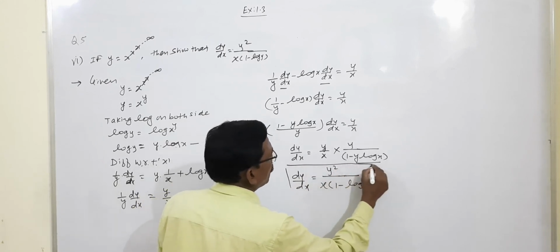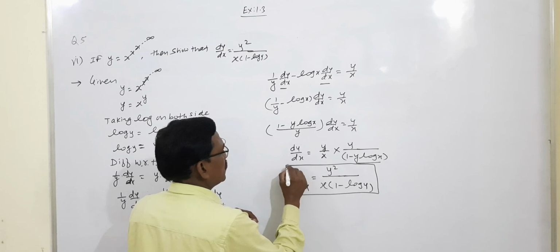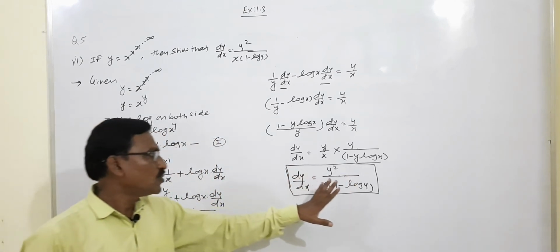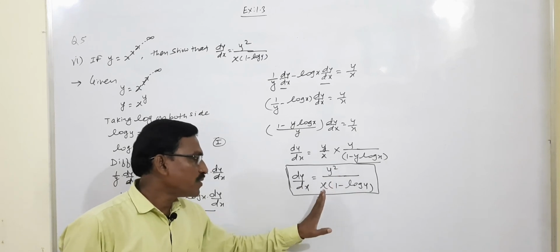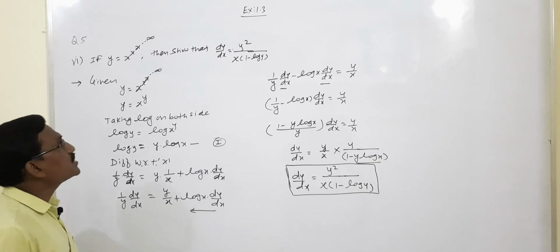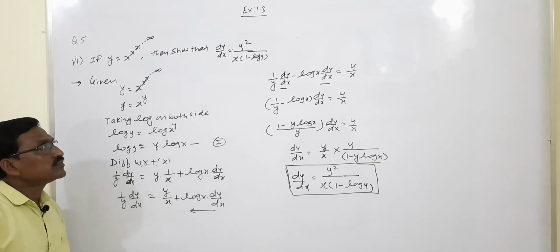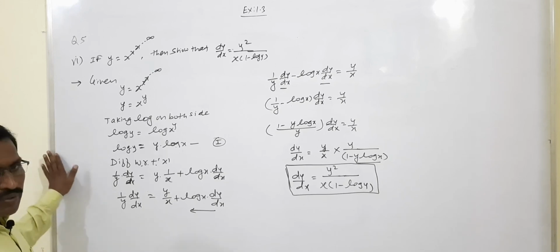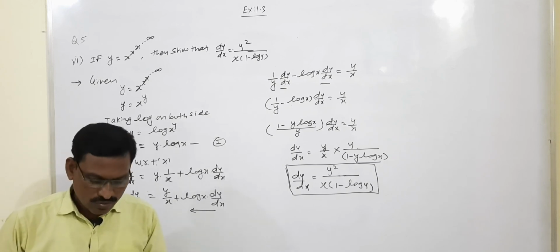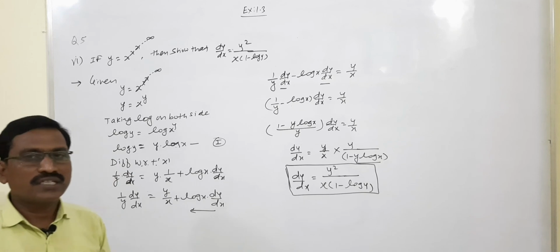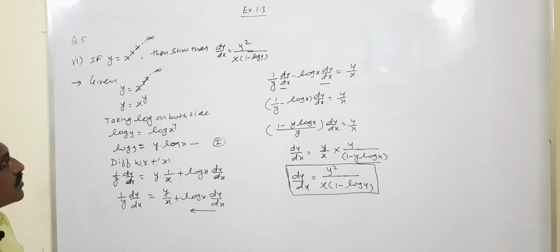Hence we have shown that dy by dx equal to y square by x into 1 minus log y, and in this way question number 5 also is complete. This exercise 1.3 is complete here.